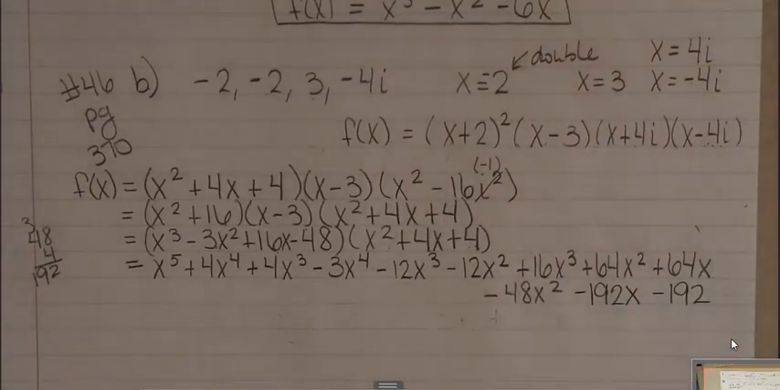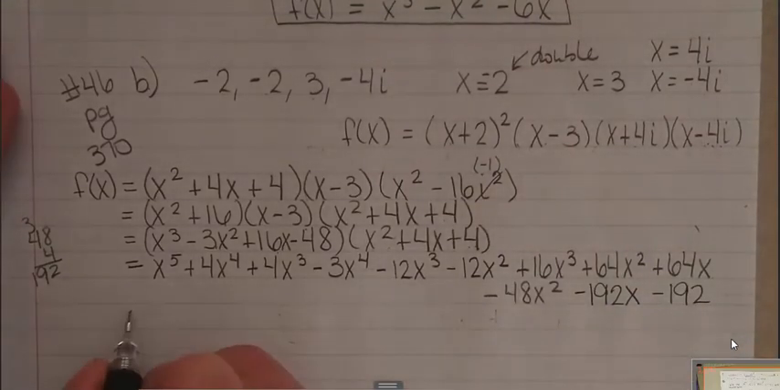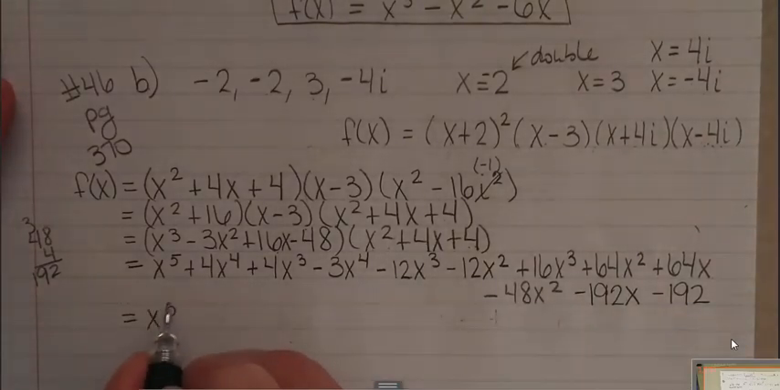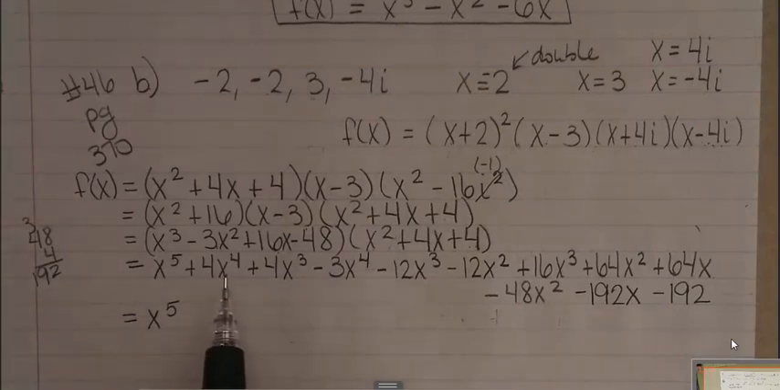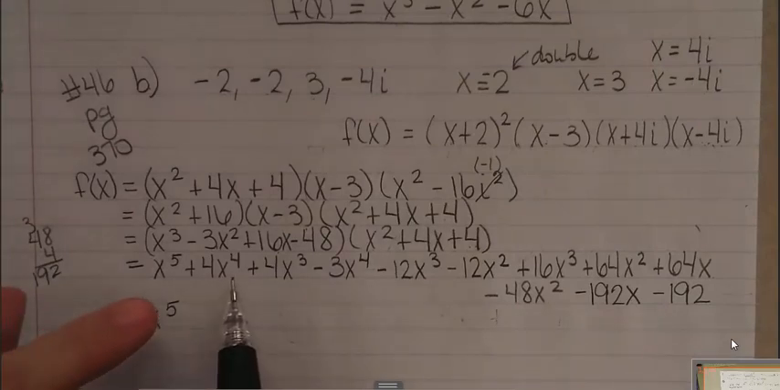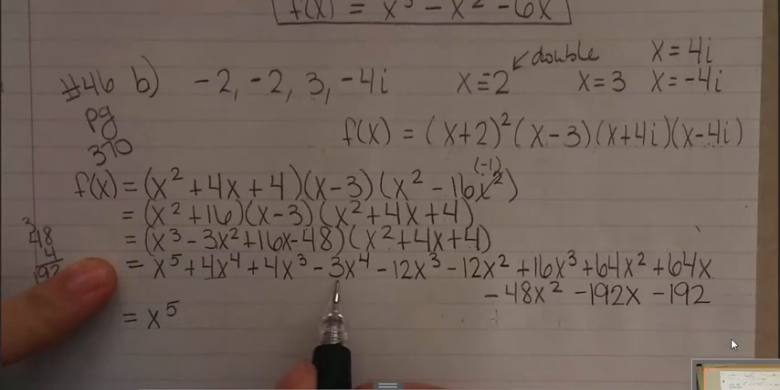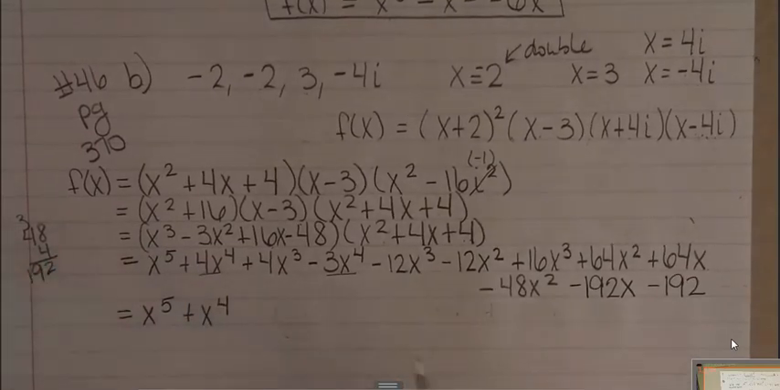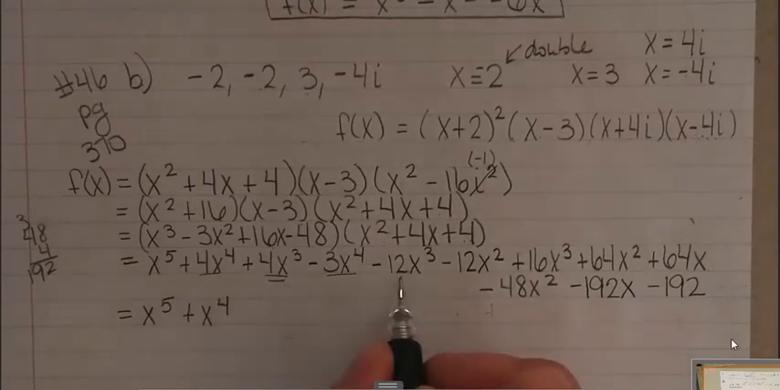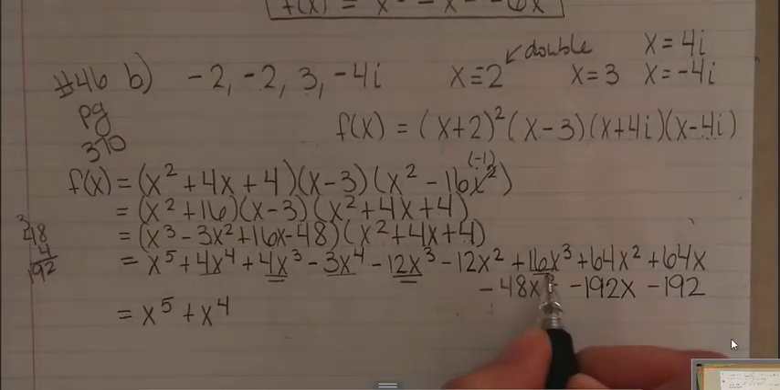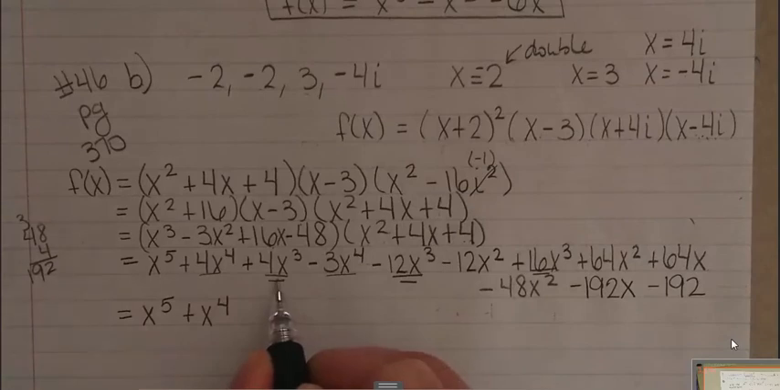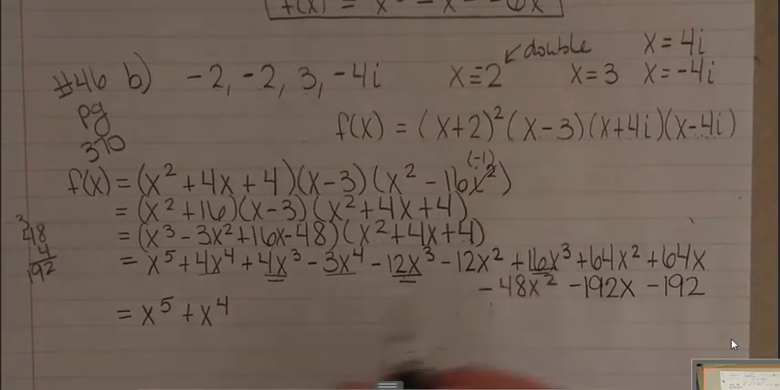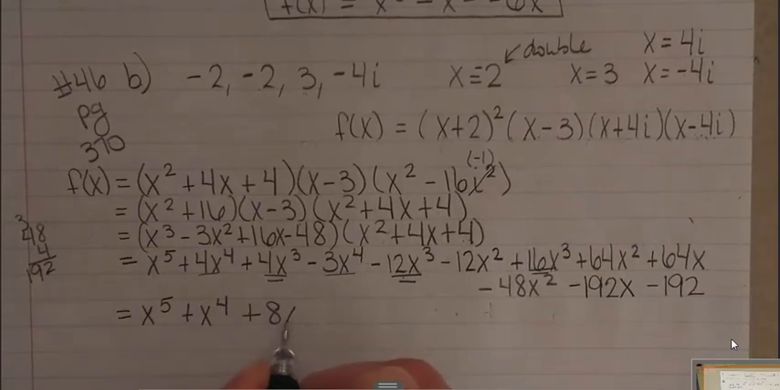Okay, so simplifying now, going through and combining all my like terms. I don't think I have any other x to the 5th. Do I have any other x to the 4th? I do. It looks like this one and this one, and I'm going to end up with a positive x to the 4th. Let's deal with our x cubes now. I think I just have these three. So 4 minus 12 is negative 8, plus 16 would be positive 8x cubed.